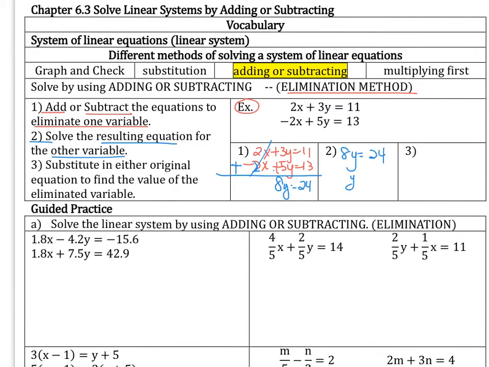Then the second step would be to solve the resulting equation for the other variable. So y would be your other variable. It will be 3. Substitute in either original equation to find the value of the eliminated variable. So I'm just going to use the first one and recopy it down here and substitute 3 in for y. So 2x plus 3 times 3 equal to 11. This will be 2x equal to 2, and x would equal 1. And then your final answer would be 1, 3.